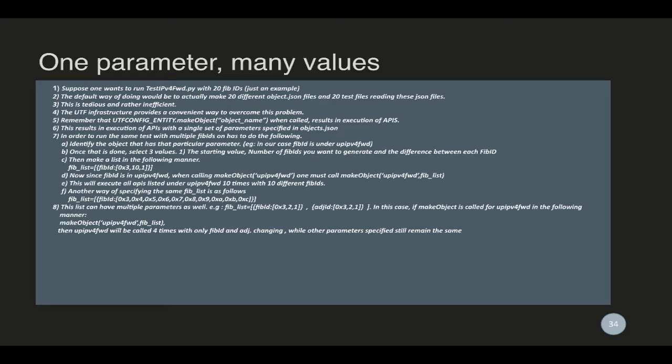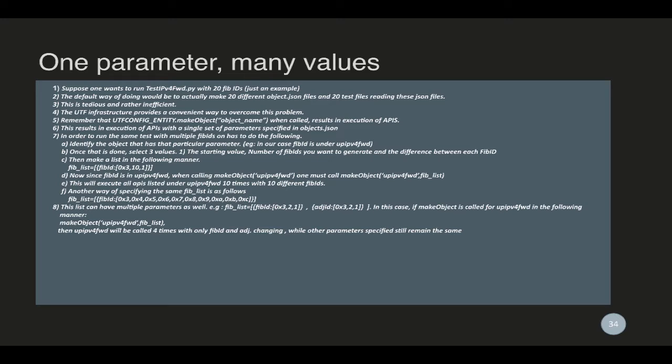Then make a list in the following manner, with the fib list equal to a list with a dictionary within it, and the dictionary's parameters value is again a list. So this is Python jargon. You'll have to get acclimated to it, but it'll come slowly. So that's the fib list, and it actually has 3 values in it: the parameter that you want to change with each test, the initial value, that is 0x3, and how many fib IDs you want. Let's say we want 10 fib IDs, and the difference between each fib ID value, let's assume you want them to just increment by 1.